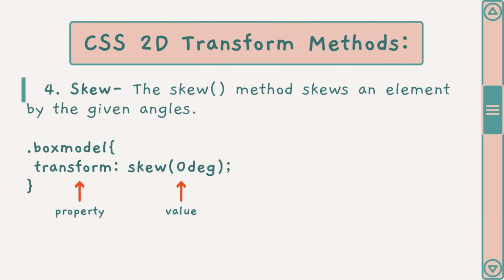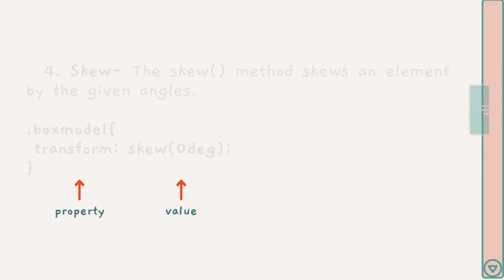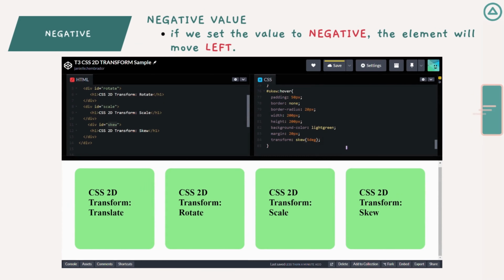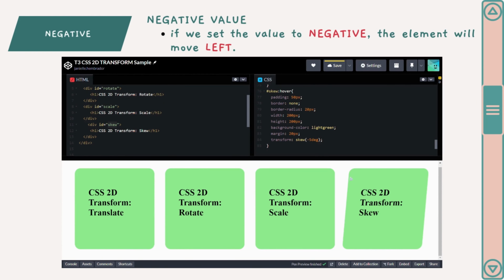The fourth and the last 2D transform method is skew. The skew method skews an element by the given angle. Now, if we set the value to a positive number, the element will move to the right side. So let's try this one. First, type the property transform and type the value skew. Inside of the open and close parentheses, kindly put a value, for example, positive 5 degrees. And if we set the value to negative, the element will move to the left side.